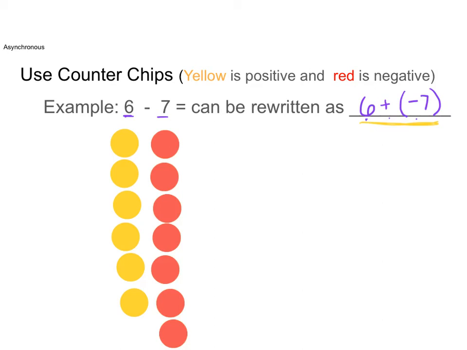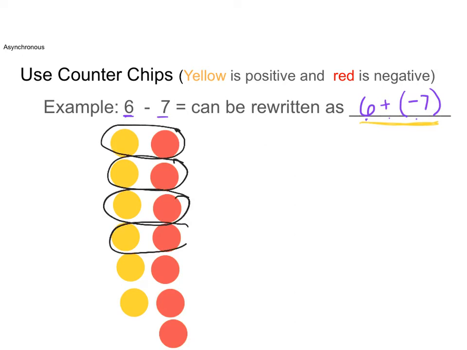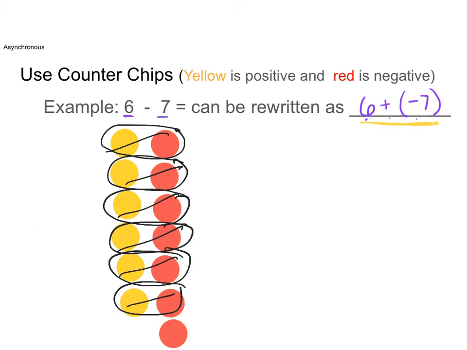So remember, a positive and a negative is a 0 pair. So I can cancel out these guys here. A positive and negative is 0. So these will all go to 0. So you can cross them out if you want, circle them, whatever you want to do. So what do I have left over? The red means negative, right? So I have 6 minus 7 equals -1, okay?